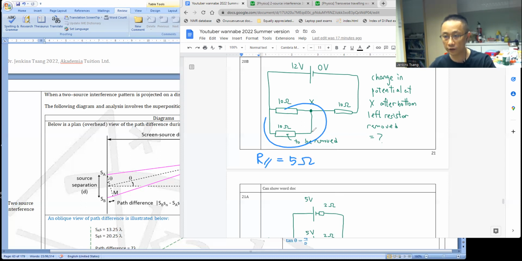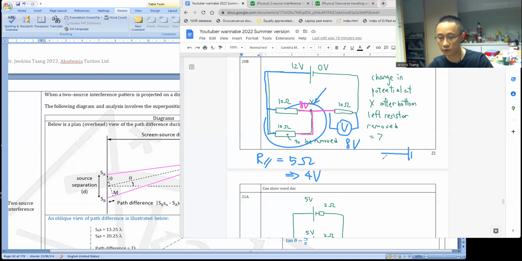So you now have a 5 ohm, 10 ohm resistor in series situation sharing the 12 volts. If you have voltmeters connected across, this should be 4 and this should be 8. The potential at X, meanwhile, well, you have a source voltage of 12 volts. So the potential at these locations should all be 12. And then the parallel combination uses up 4 volts. So that should be exactly 8 volts remaining at location X.